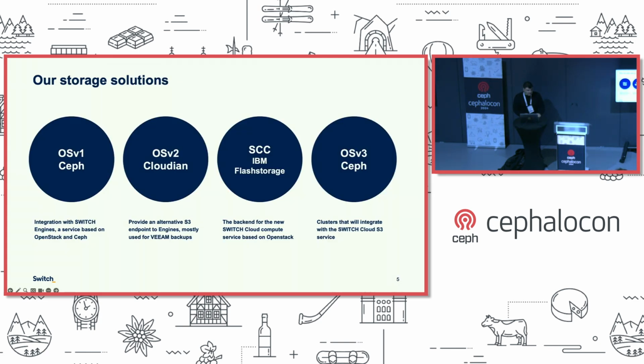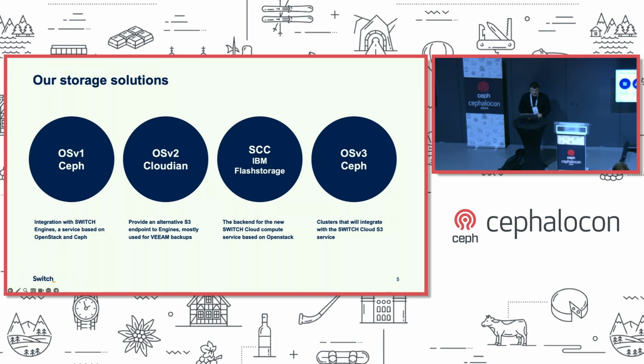So here are our storage solutions, the total ones that we have. The 2 that you see on the left are our legacy systems, and the 2 on the right are the new ones. The first one is the Object Store version 1, which is based on Ceph. This is for our product called Switch Engines, which is like a skin of OpenStack Horizon. So we have OpenStack that integrates with Ceph, and then we provide an OpenStack service to our clients.